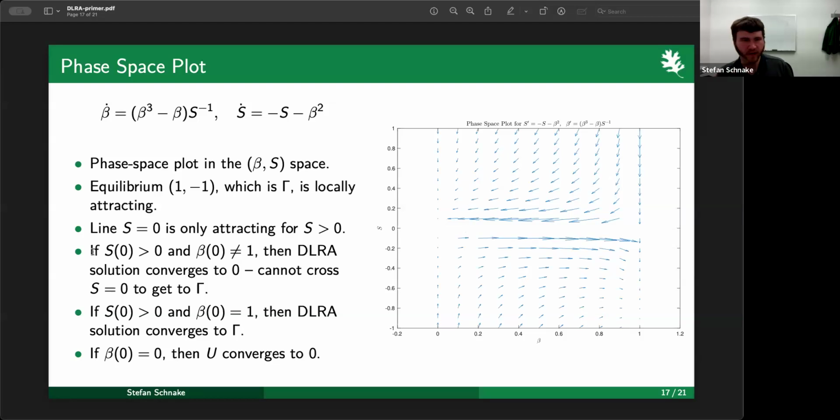What's interesting, though, is if I start with an S positive here and beta not equal to 1, then the dynamics actually don't take me anywhere near the equilibrium. They actually take me down to 0. So even though I can fully see gamma in the operator, and the dynamics try to get there, the dynamics combined with the representation are going to force my low rank approximation to converge to the wrong solution, something wrong as time goes to infinity.